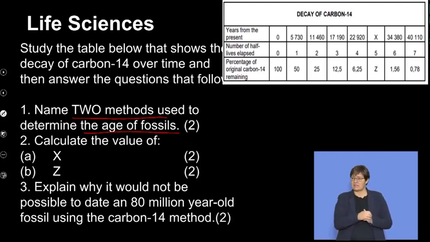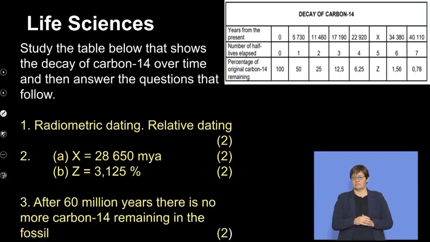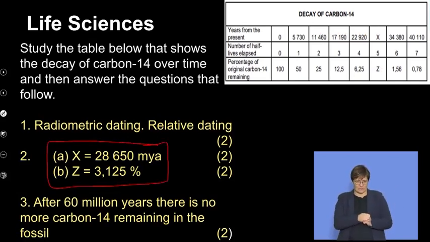Now, x is quite easy because you add 5,730 years every time, but how does the bottom one work? 100, 50, 25, how do we get there? We are halving it each time, so z would be half of 12.5, which is 6.25. Let's have a look. Okay, and those are exactly the correct answers that we worked out by looking at the table.